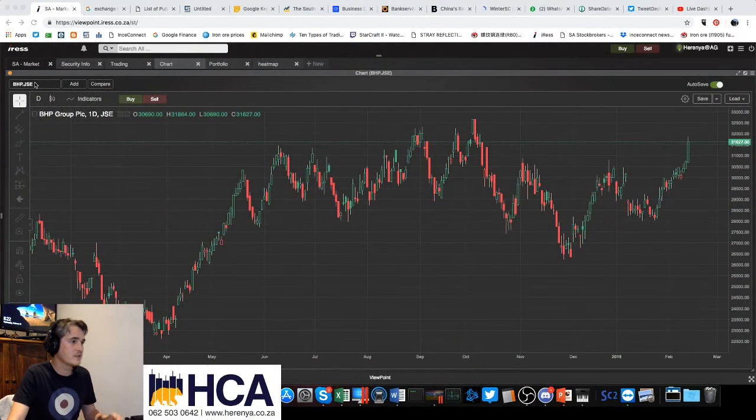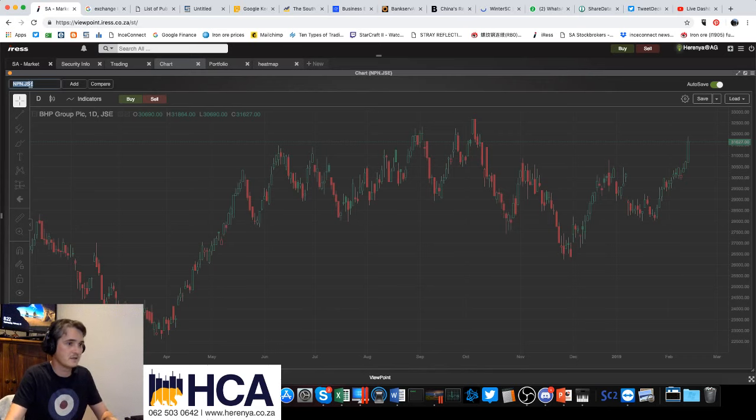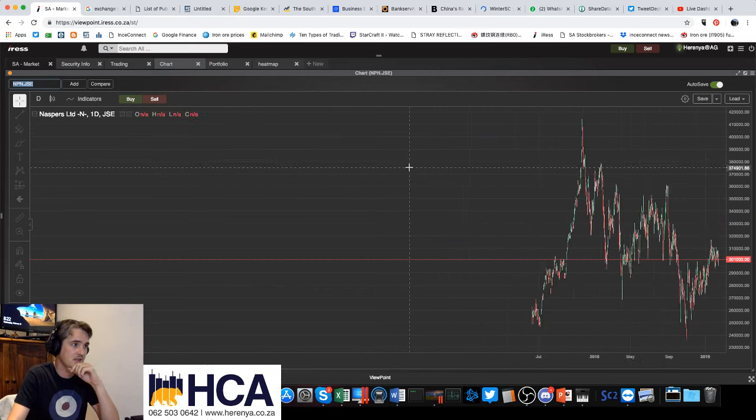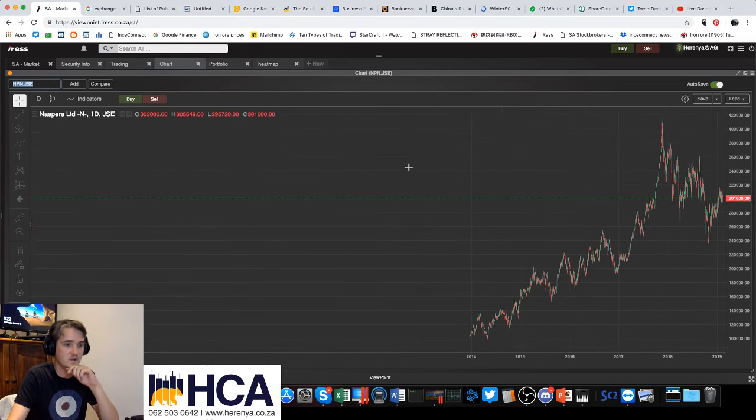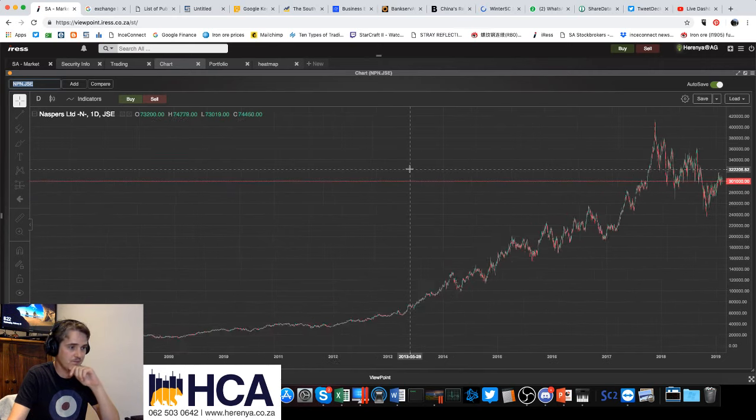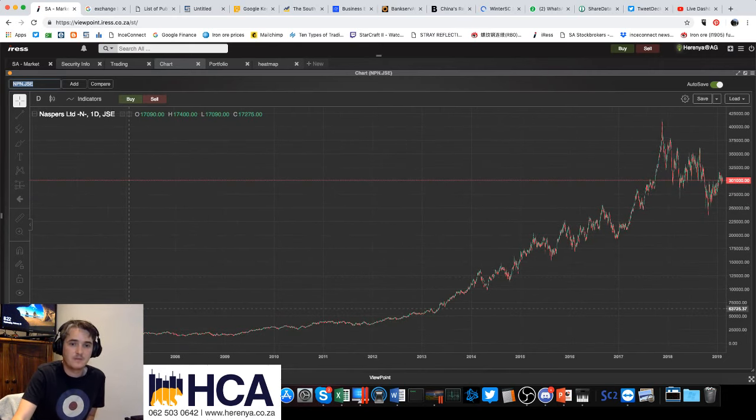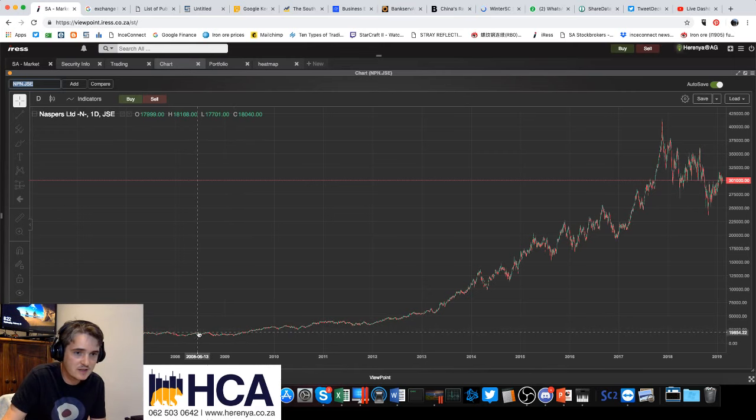So if we look at something like, I'm going to use Naspers here. If we look at something like Naspers and we look at a really, really long period of time, we can see, on the very left hand side here, I'm just going to focus on this area. This is 200 Rand a share. So my scale goes from 0 to 250, 250 to 500, 500 to 750, 750 to 1000, 1250, 1500, 1750, 2000, 2250, and so on.